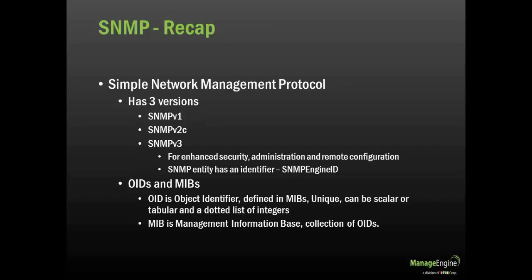SNMP v3 thereby provides confidentiality of the data transferred, data integrity, and authentication. Each SNMP entity has an identifier called the SNMP engine ID, and the standard communication mechanisms available in SNMP v3 are noAuth noPriv, auth noPriv, and auth priv, which stands for communication with or without authentication and privacy.